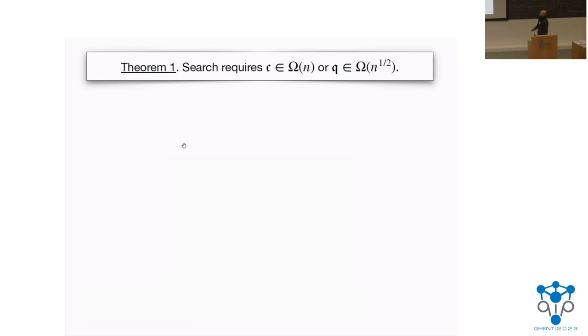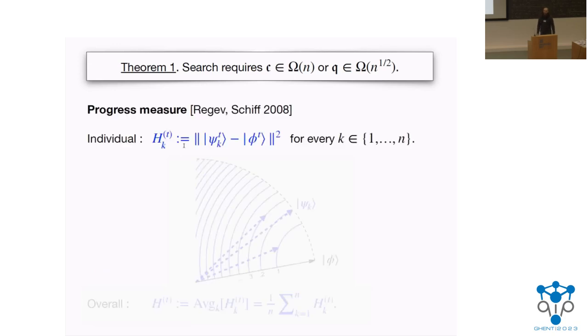Now using these states, we can define the following progress measure, which was already considered in a work by Regev and Schiff, where they considered search with a certain type of noisy oracles. Almost the same progress measure turns out to work also here for proving theorem 1. How do we define it? We take these two vectors, psi k t and phi t, and take the Euclidean distance between them squared. For every k, we define this individual progress measure.